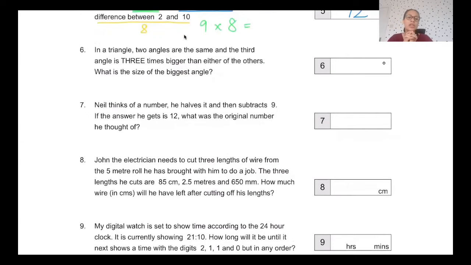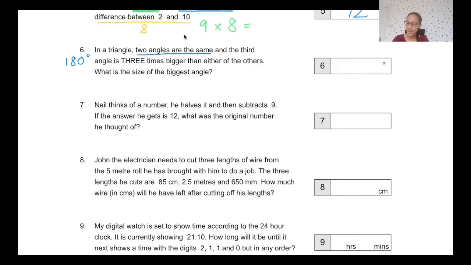In a triangle, 2 angles are the same, and the third angle is 3 times bigger than either of the others. What is the size of the biggest angle? Okay, what do the angles in a triangle add up to? Can someone tell me quickly? 180. Yeah, 180. Whoever said that, we already knew. They'd given it to us, but yes, I'm glad you know.